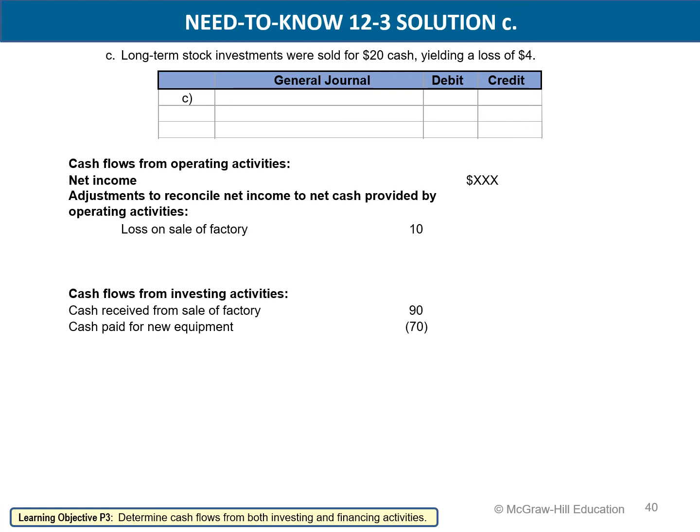Then in C, our long-term stock investments were sold for $20, yielding a loss of $4. So we have to remove our investments off our books. They tell us we get $20 of cash when we sell it. They tell us that we have a loss of 4, so that's a debit, which must mean that our credit to our long-term investment account is 24.